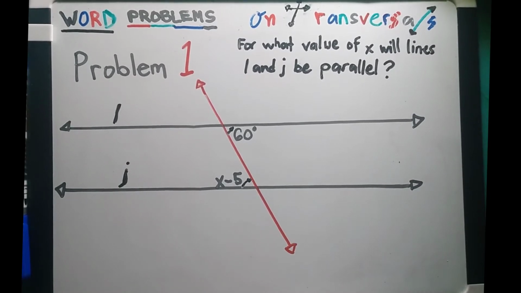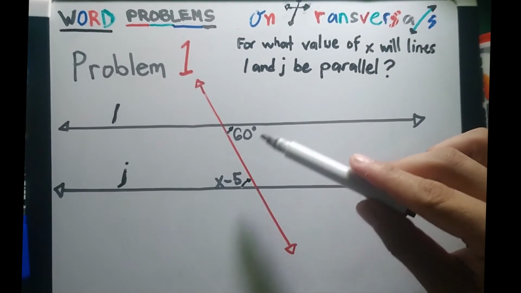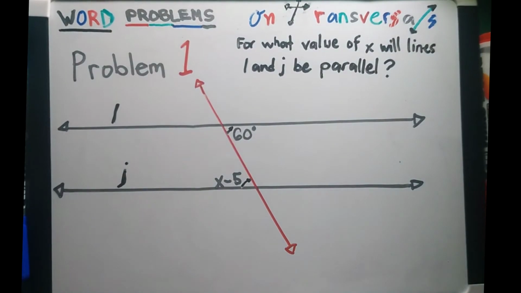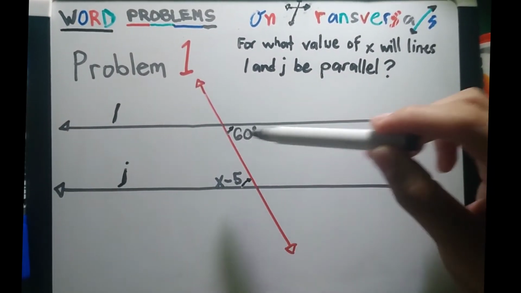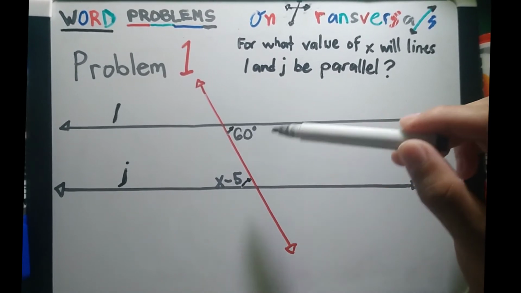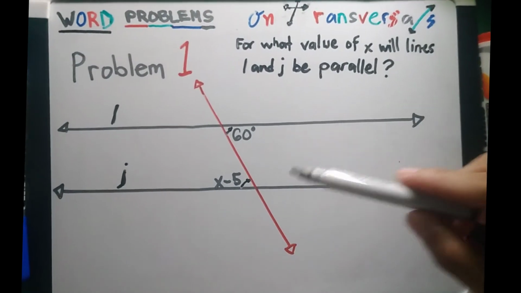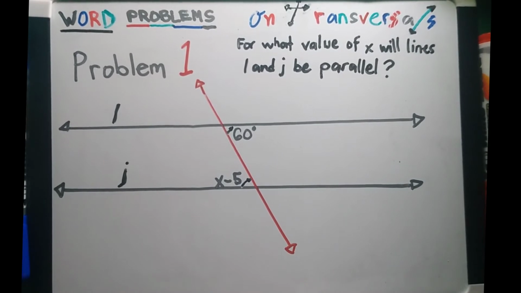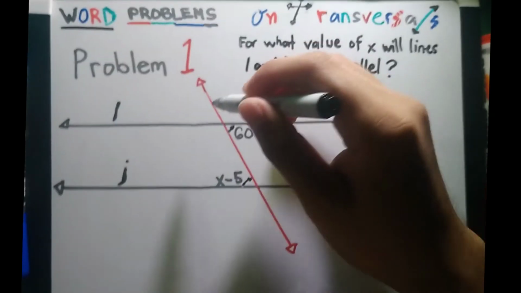For the first angle, we have the measure of 60 degrees, and for the second angle, we have x minus 5. Note that these two angles are found on the interior, or on the inside, between the two parallel lines, and they are alternating. They are not corresponding, and they are not vertical angles. To prove that they are alternate interior angles, we can consider the third angle in which they have both a connection or relationship.